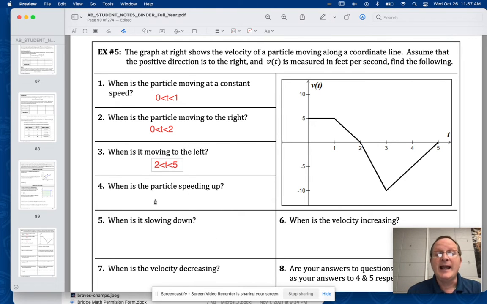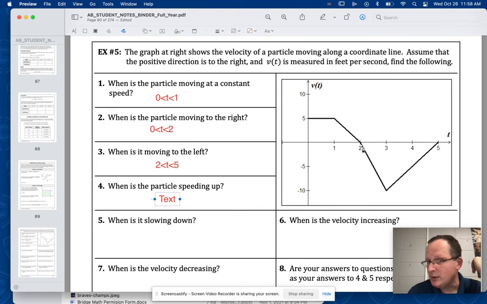Now here's where it gets really interesting. When is the particle speeding up? The particle is speeding up whenever velocity and acceleration have the same sign. Up here, I have velocity that's positive, but my acceleration is negative, the slope is decreasing, and so I don't have any times up here where the particle is speeding up.